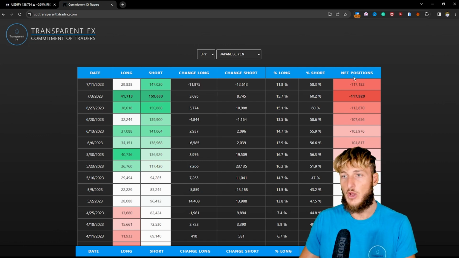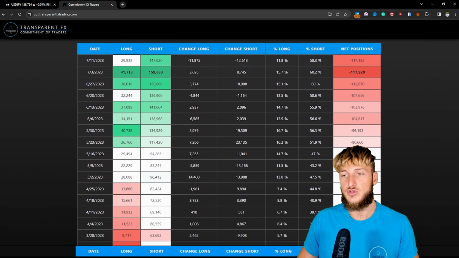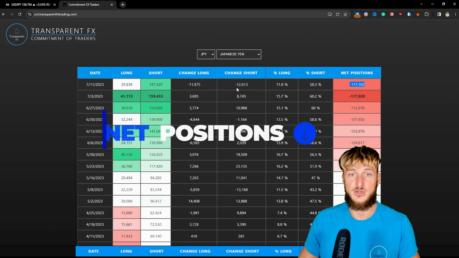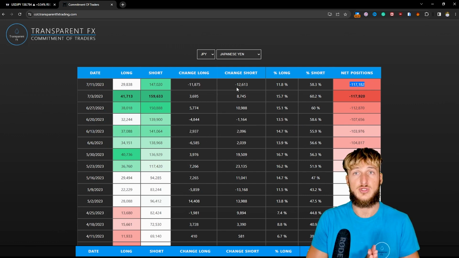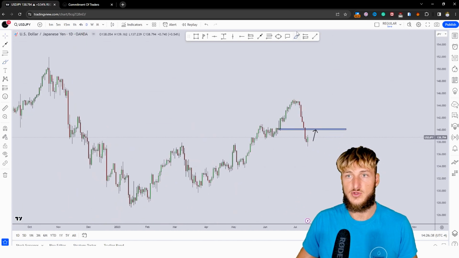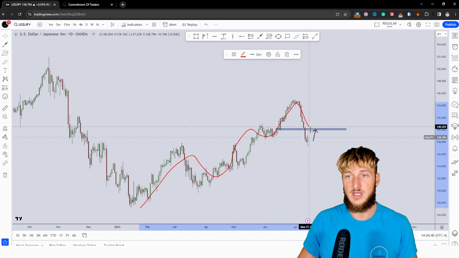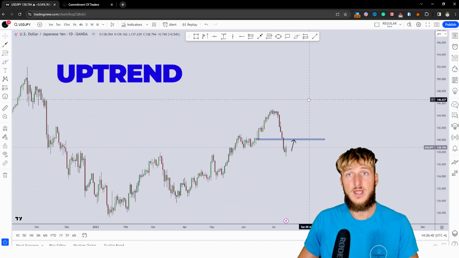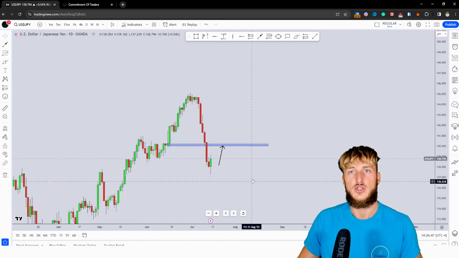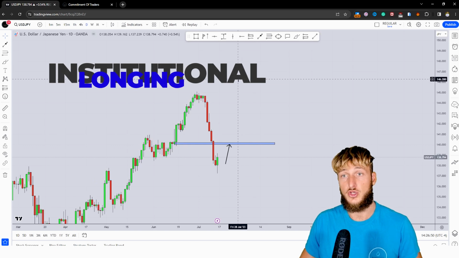So what we can see here by looking at the net positions is that institutions went from having minus 61K net positions all the way down to having minus 117K net positions. This shows how clearly institutions have been moving to the bearish side of the JPY, making the JPY weaker. And in fact, this makes USD JPY stronger and is the reason for which, if we zoom out, clearly this market has been in an uptrend, because a weakening JPY makes USD JPY stronger. So institutions have been longing USD JPY.